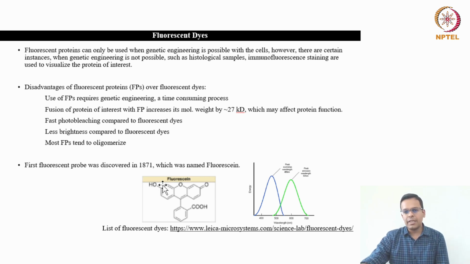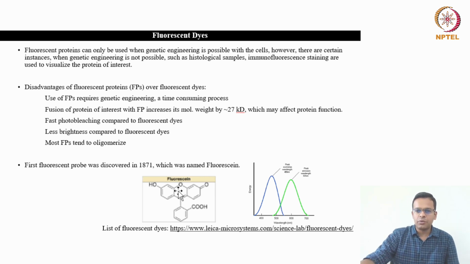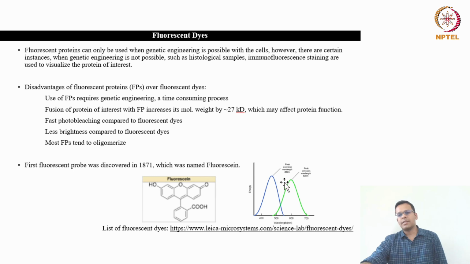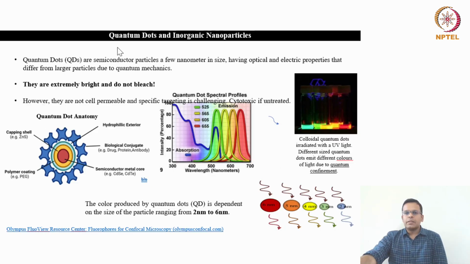These dyes are just chemical structures. Here I have shown the chemical structure of one dye, known as fluorescein, which is equivalent to green fluorescent protein in terms of its excitation and emission spectra. It excites at 488 nanometer and emits at 510 nanometer, exactly like GFP. But it is brighter, photostable, and lower in molecular weight compared to GFP.